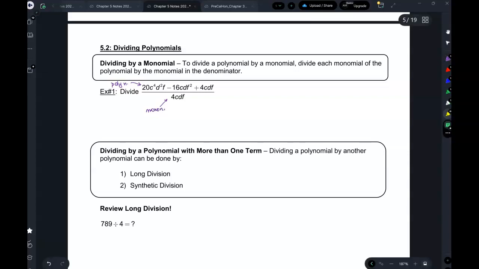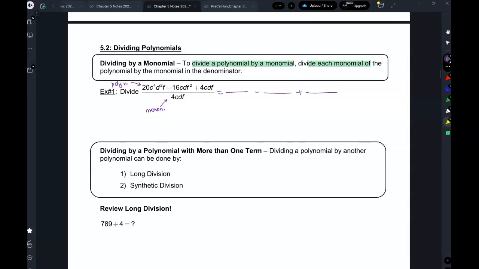To divide a polynomial by a monomial, we have to divide each one of the numerator terms by the denominator. So for example, this is what we do. However many terms you have here, that's 3, you have to create that many fractions. So the first one minus the second one plus the third one. Okay? Do we see that?